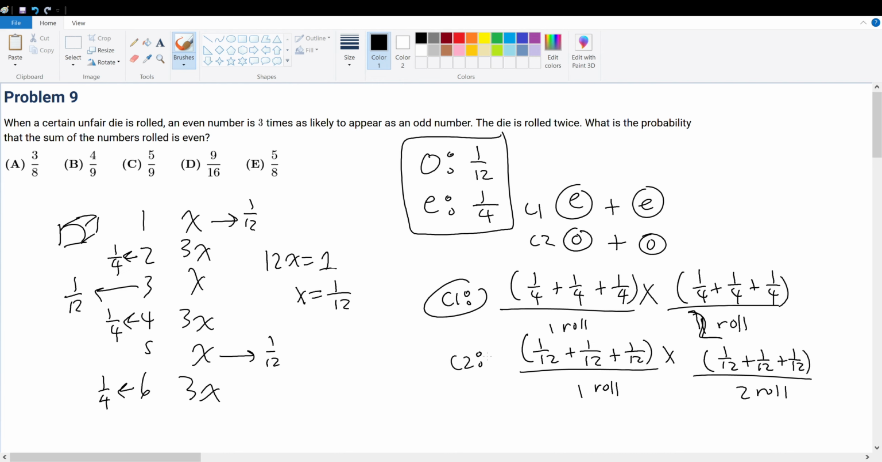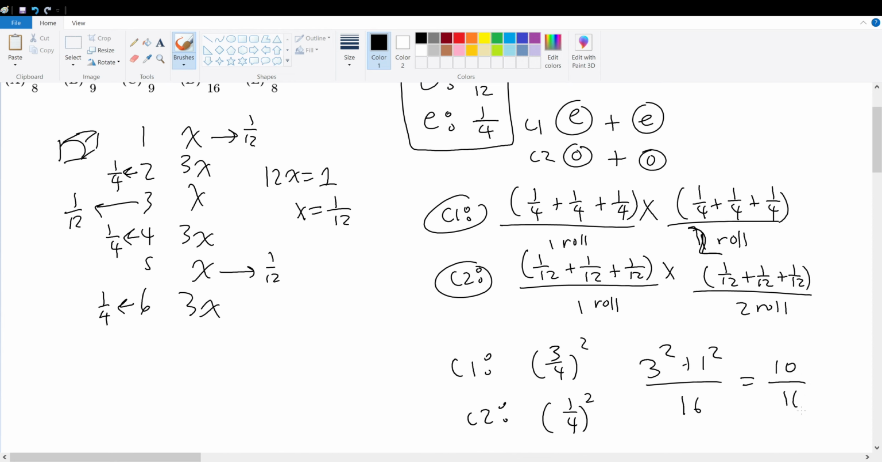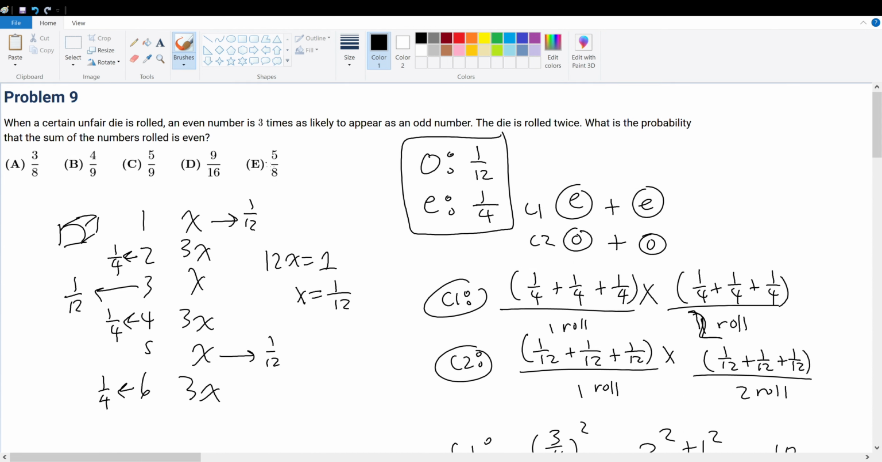We always sum the cases. And so summing that would give us our final answer. Now you realize that for case 1, that is the same thing as 3 over 4 squared. And for case 2, that is the same thing as 1 over 4 squared. So that is the same thing as 3 squared plus 1 squared over 16. So that is the same thing as 9 plus 1, which is 10 over 16, simplified into 5 over 8. So simplified into 5 over 8, that should be our final answer. And nonetheless, lo and behold, that's answer choice E.